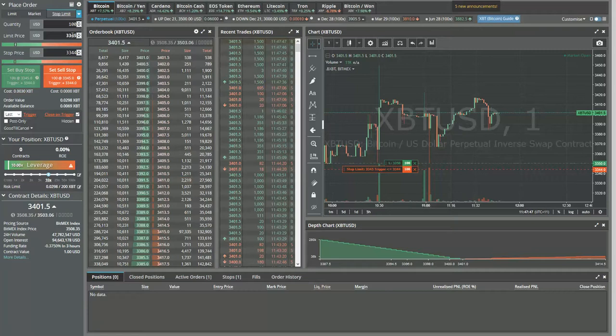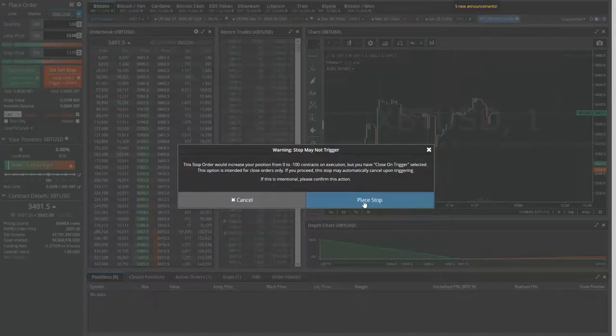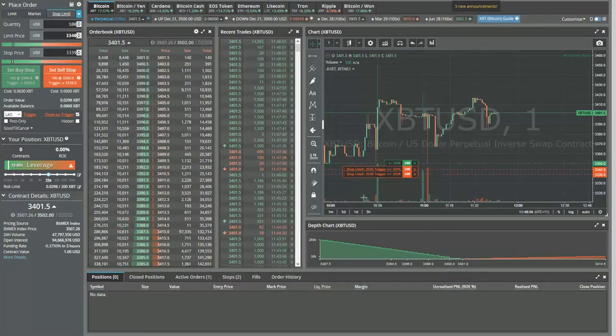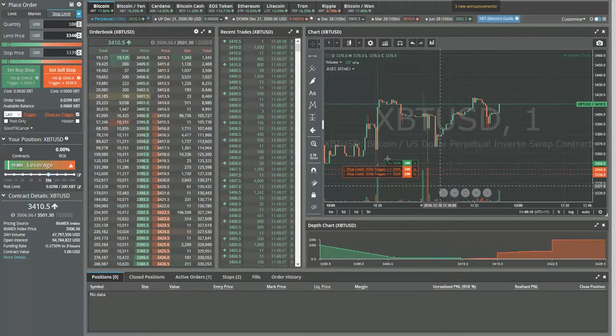Now we'll also do another one. I always recommend, or I always run, two, maybe three stop limits. So this one will do 3340, and the stop price has to be below that, 3339. There we go. We've got two stop limits in place.